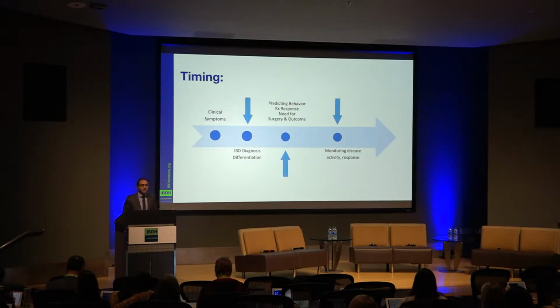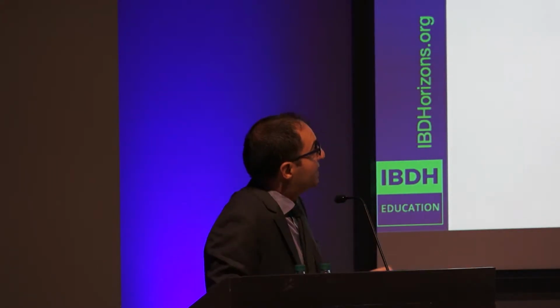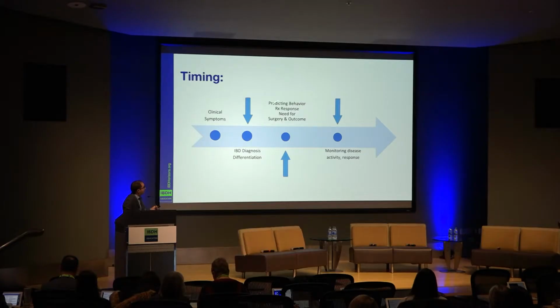When do we need testing? We know that we need testing when patients present with symptoms. We want to diagnose them with IBD. We also want to differentiate the extent, the type of IBD, and after that, maybe try to get some sense of where this patient's IBD is going. So can we predict where this disease is going and how the response to therapy will be?